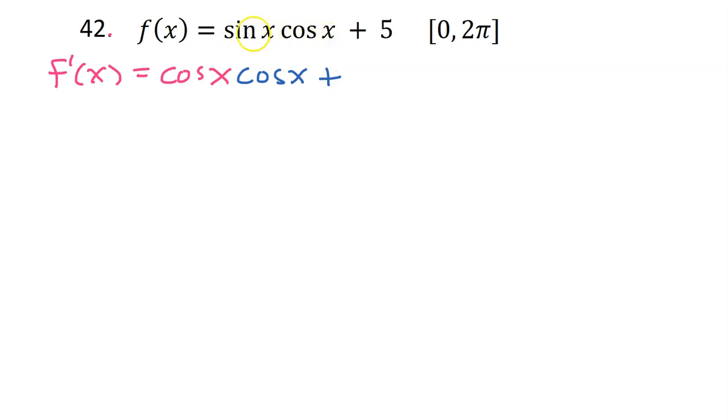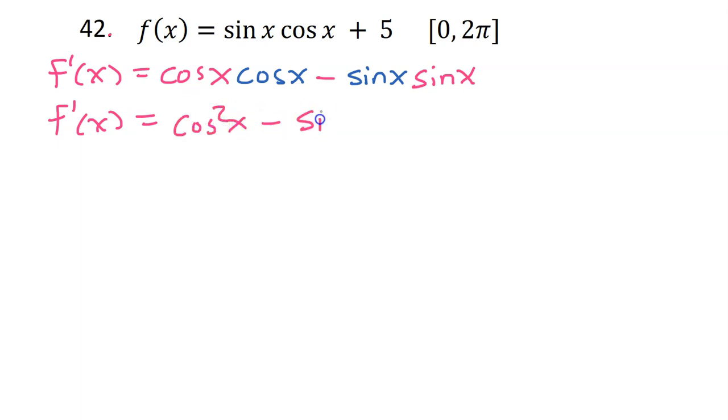The second time through, we leave the first factor alone. And we take the derivative of the second factor. The derivative of cosine is negative sine. But I'm going to take this negative sign and put it right there. The derivative of plus 5 is nothing, so we leave that blank. Of course, we will simplify this by writing cosine squared x minus sine squared x.